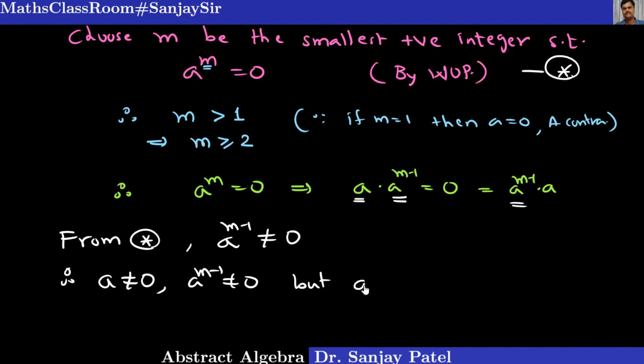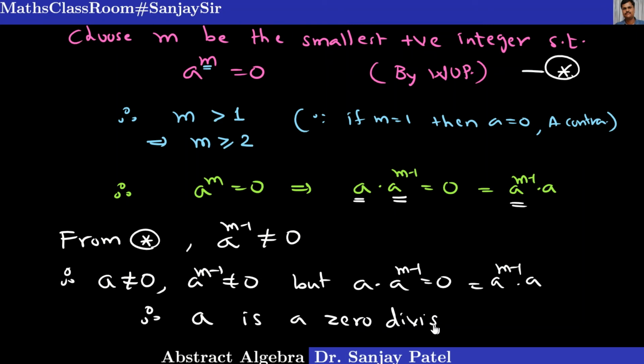So thus a is not equal to 0 and a raised to m minus 1 is not equal to 0. But a into a raised to m minus 1 equals 0 and a raised to m minus 1 into a is also equal to 0. So both the elements a and a raised to m minus 1 are zero divisors. In particular, a is a zero divisor.